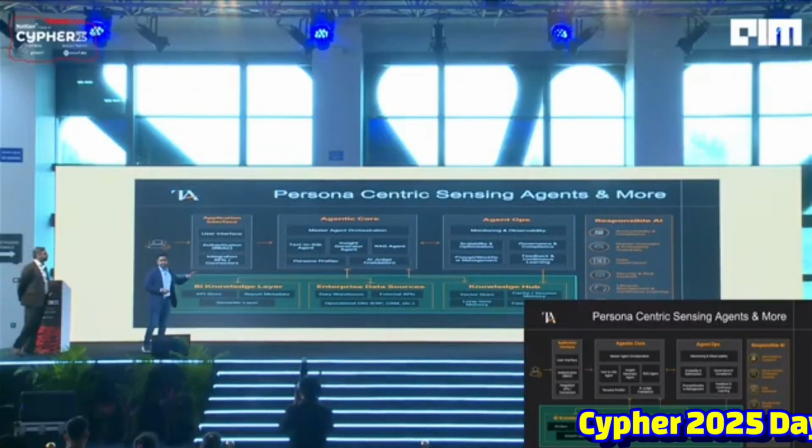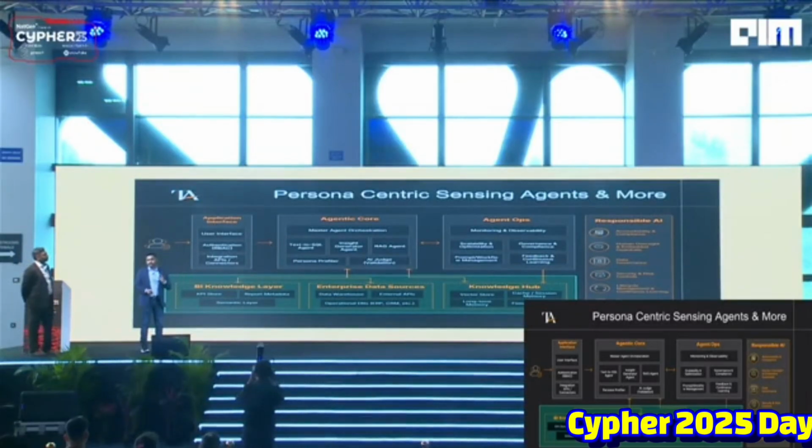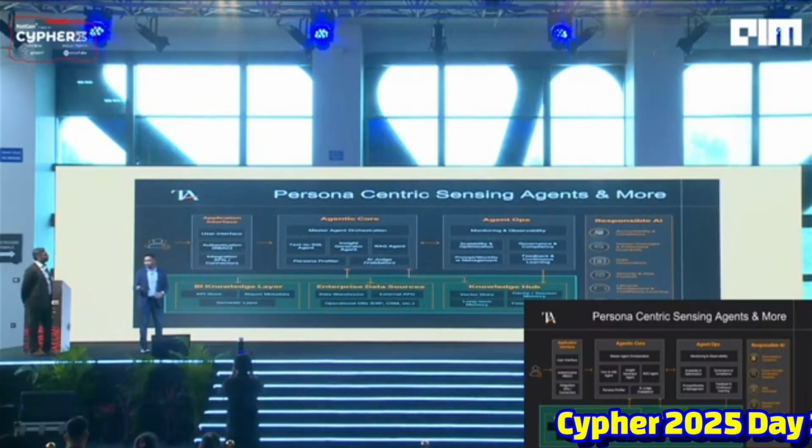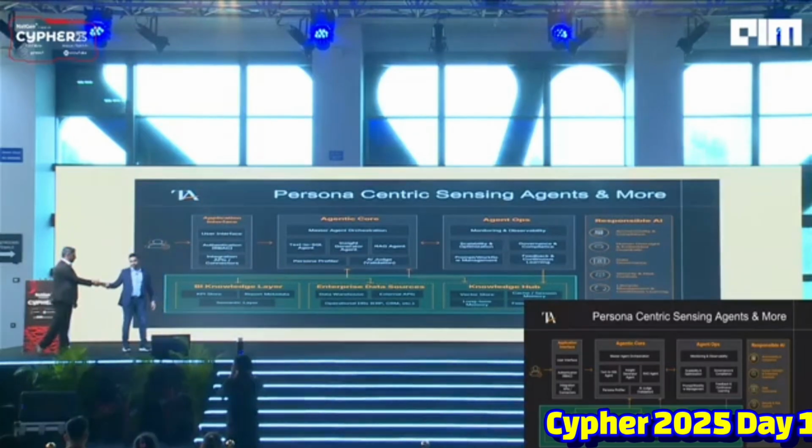Now, what we saw is not only POVs, but we have all of this built as Tiger platforms. I'll hand over to my colleague, and he will walk us through certain.